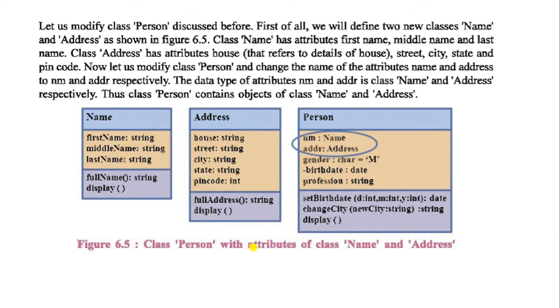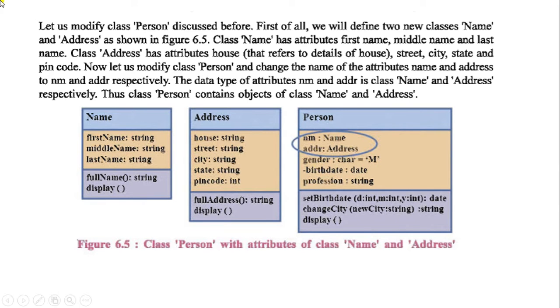Let us modify the class person discussed before. First of all we will define two new classes, name and address. In the below diagram, class name has attributes first name, middle name and last name. Class address has attributes house, street, city, state and pin code. Now let us modify class person and change the attributes to name and address respectively.